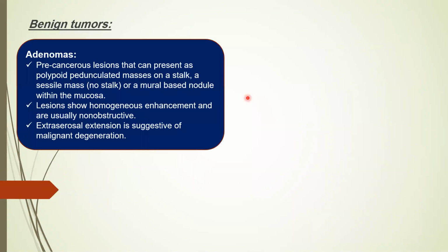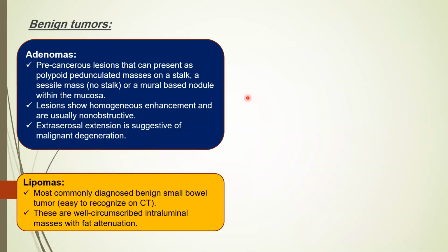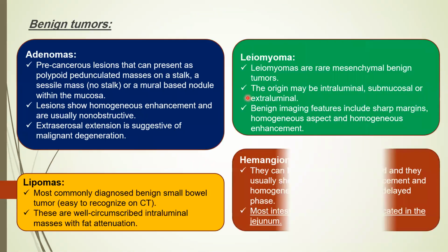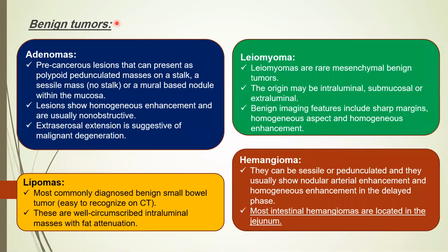And now some short notes about the benign tumors. We have four benign tumors that should be mentioned: the adenoma, lipoma, leiomyoma, and hemangioma.